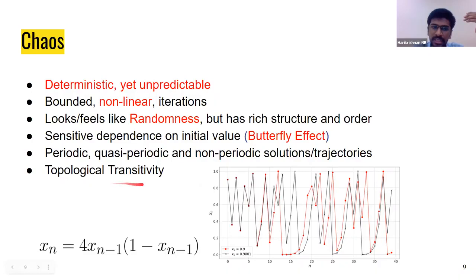the last property is topological transitivity. Formally, a dynamical system is said to be topologically transitive if for points x, y, elements of the dynamical system, and for an epsilon greater than zero, there exists a point set which in a finite number of iterations reaches the epsilon neighborhood of x and y. Basically, there are two points in this dynamical system, x and y. And if you give me two points x and y, I can always find a set which in a finite number of iterations reaches the epsilon neighborhood of x and y.